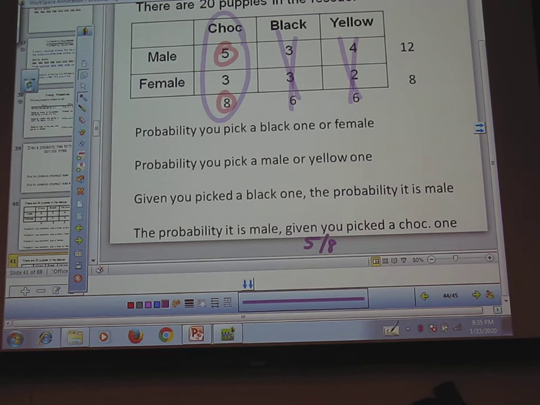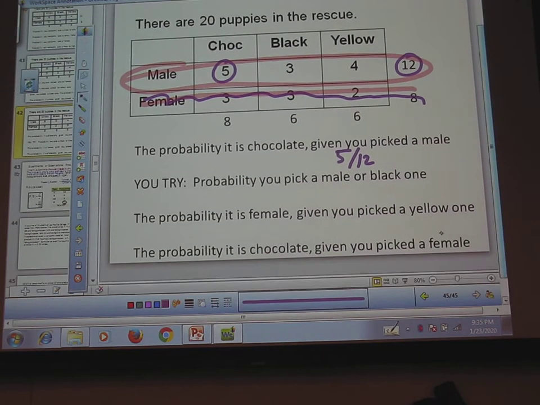Same thing here. Given it's chocolate, means you know it has to be one of those chocolate labs on the side. So the probability it's male is 5 out of 8. And there's the answer for the last one.